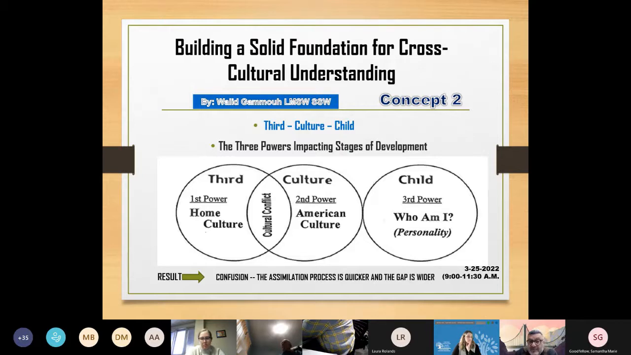because that will give more stability in the long run. If there is no stability, the result is going to be confusion. The assimilation process is quicker and the gap is wider between the two cultures, between the first and second generation. And that will definitely create an identity crisis. Let's go to the next one.